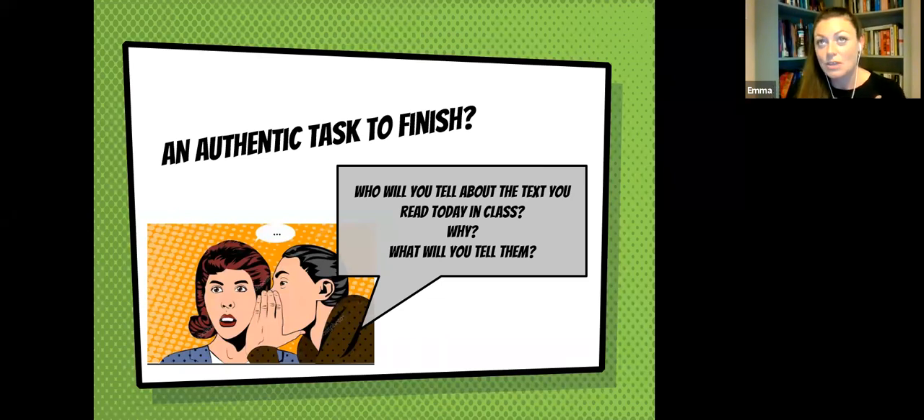And whether we share that we liked it or didn't like it, or whether we share the whole content, the summary, that's kind of up to us, isn't it? But I think if we want to be very authentic in our lessons, we should try to build in a little bit of this kind of questioning of our learners. Yeah, so it can be related to the whole lesson or just to the text. And if we consider the lesson as a text, we can also ask learners at the end of a lesson, who will you tell about this lesson today?